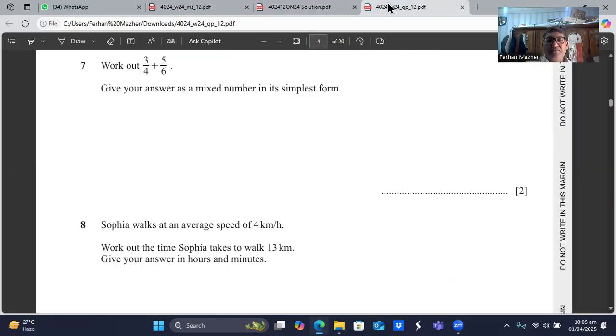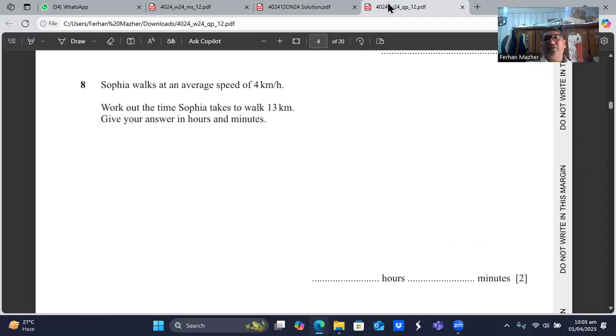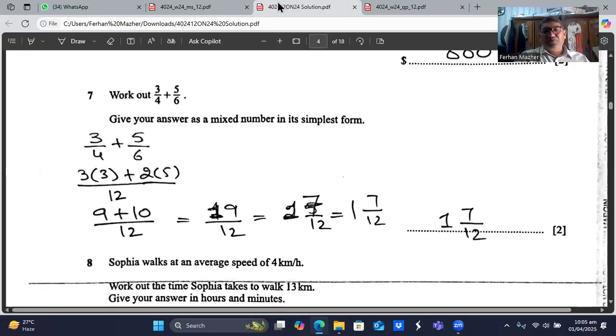Okay. So then we have question number 8, and it says, Sophia walks at an average speed of 4 kilometers per hour. Work out the time Sophia takes to walk 13 kilometers. Give your answer in hours and minutes. So we know the distance traveled, we know the speed. If we know the distance traveled and we know the speed, we can easily find the time taken. The time is equal to the distance divided by the speed.